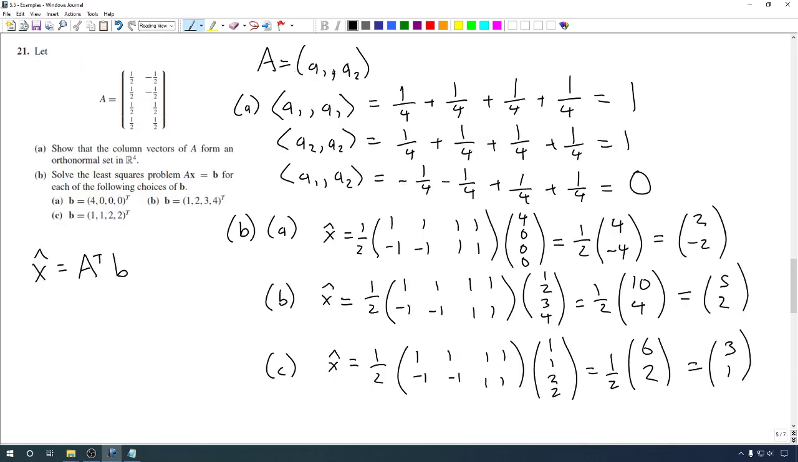Remember, to actually show that A has orthonormal columns, we looked at these inner products, and we essentially are showing here that A transpose A is the identity matrix, because this product just consists of this inner product, this inner product, this inner product, and then the A2 inner product with A1, which is the same as the inner product of A1 and A2. So this is a 2 by 2 square matrix that has these three and this one repeated.